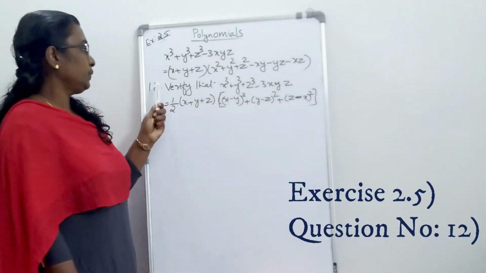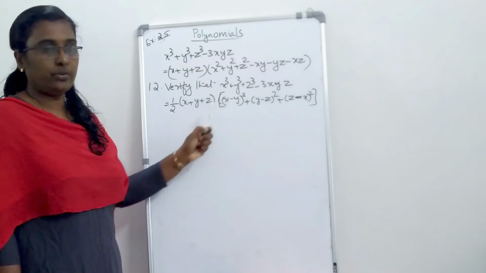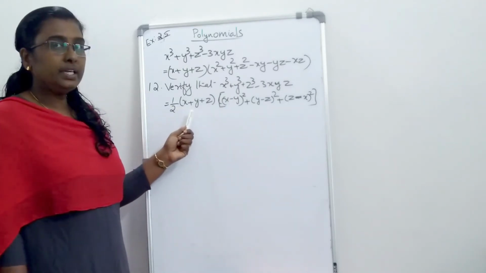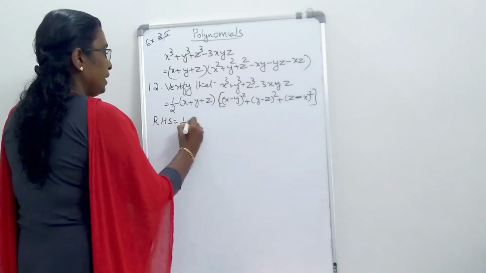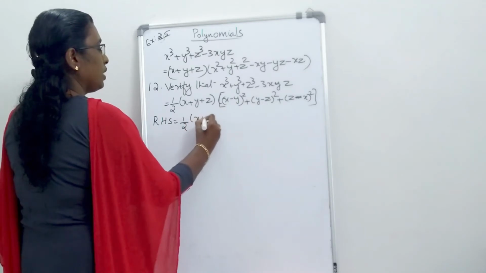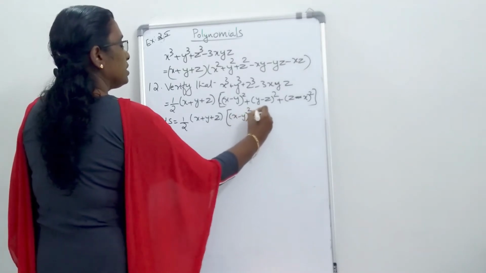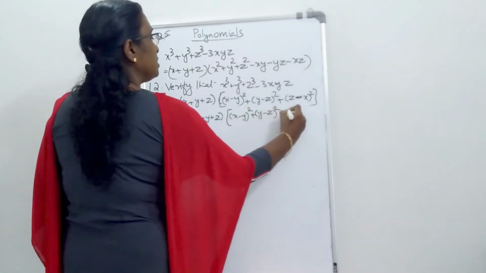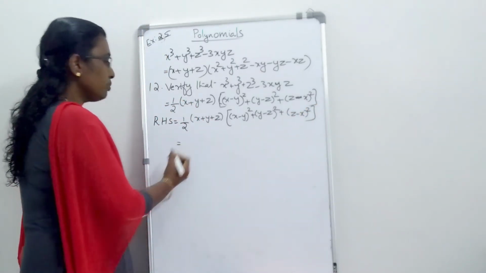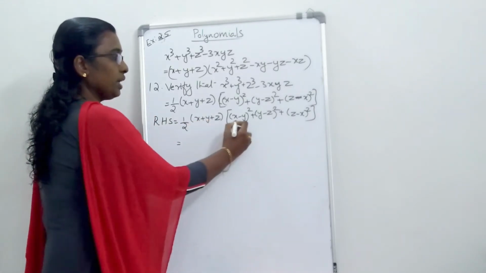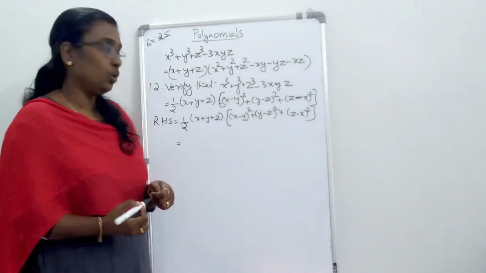The next question, the 12th one, is verify. Verify this equation. We have to verify this equation. For that, we take RHS. RHS equals 1 by 2 into x plus y plus z into x minus y the whole square plus y minus z the whole square plus z minus x the whole square. This is the RHS. How can we simplify this? We can simplify these brackets, these terms.